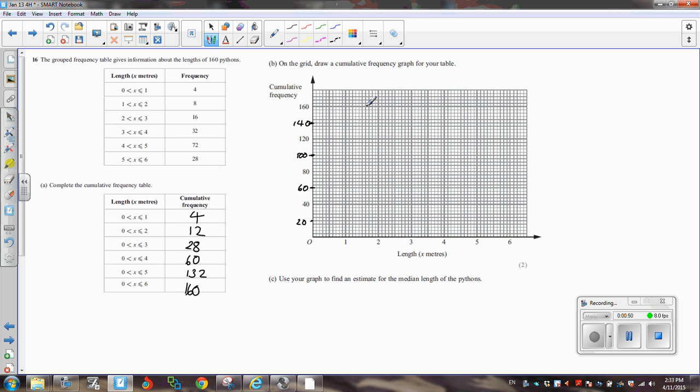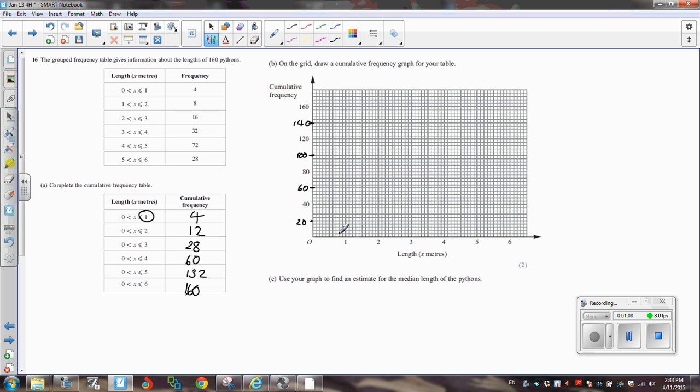Okay, always the problem here with cumulative frequency graphs is where to plot the points. But if we try to think what cumulative frequency means, these 4 pythons are less than a meter long. Use the word less than, and it means that 4 pythons, so we're going to plot at 4, 1. Always plot at the upper end of the group.